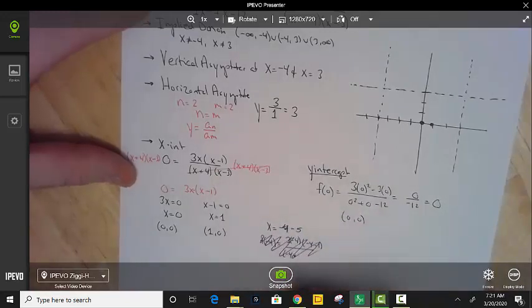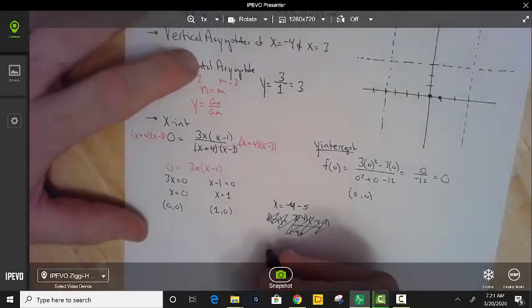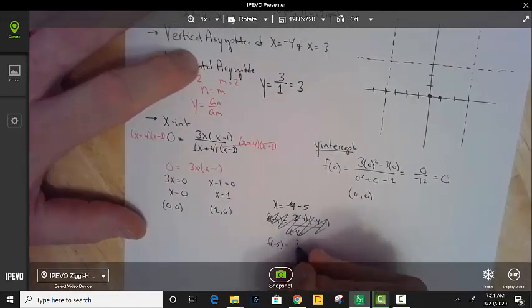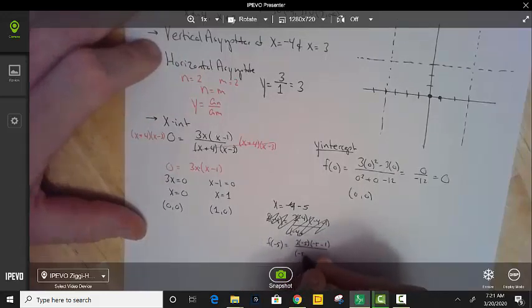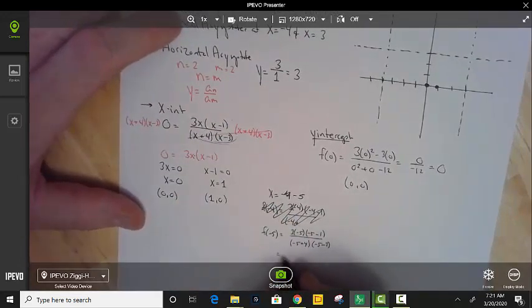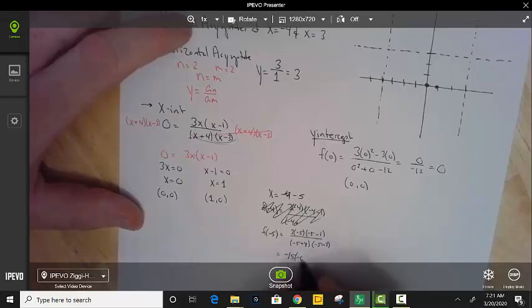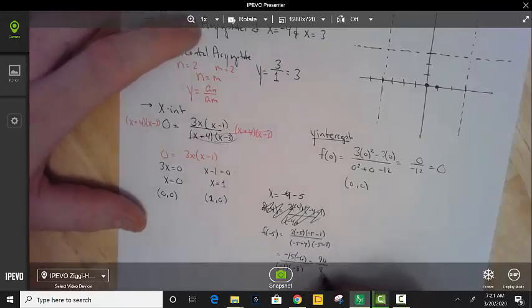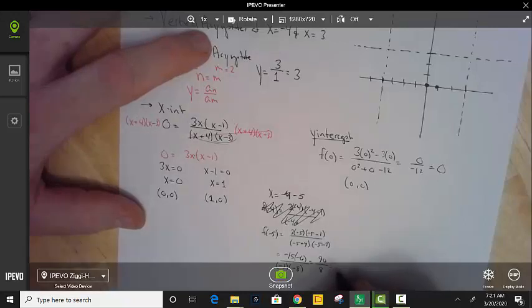Now I knew that was going to be an issue once I realized I was going to be dividing by 0. So let's plug in negative 5. So 3 times negative 5, negative 5 minus 1, negative 5 plus 4, negative 5 minus 3. I'm plugging that into the factored form. So that's going to give me negative 15 times negative 6 on top, which is 90. On the bottom, I'm going to have negative 1 times negative 8, which makes 8. And then 90 divided by 8 is going to give me 11.25.